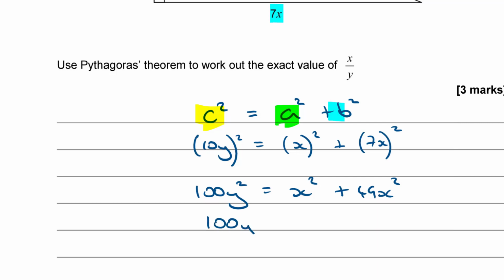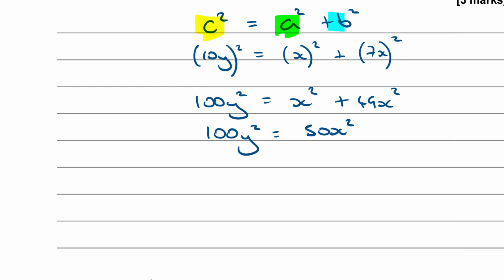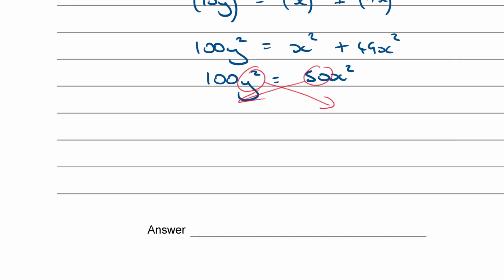In other words, I've got 100y squared is equal to 50x squared. So we want x over y. So let's cross multiply then. Let's divide by 50 and by y squared. And that will give me 100 over 50 is equal to x squared over y squared. Getting close. So 100 over 50 is equal to 2. So 2 is equal to x squared over y squared.